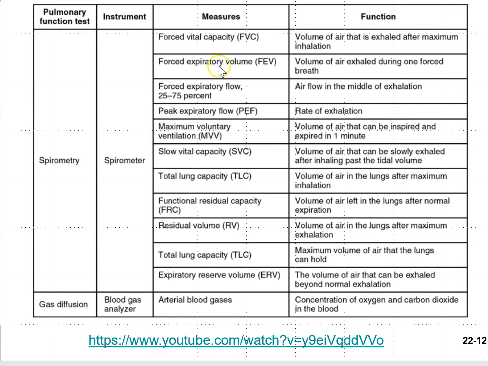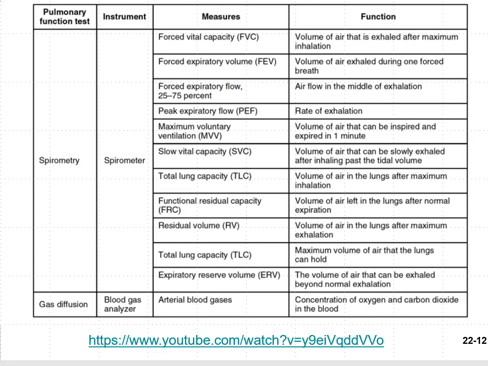So in that case, FEV can be called FEV1. That means FEV in 1 second. So in a healthy person, it's 80%. If it's anything less than that, it's either a physiological condition, like pregnancy, or illnesses that can reduce the forced expiratory volume in a person.